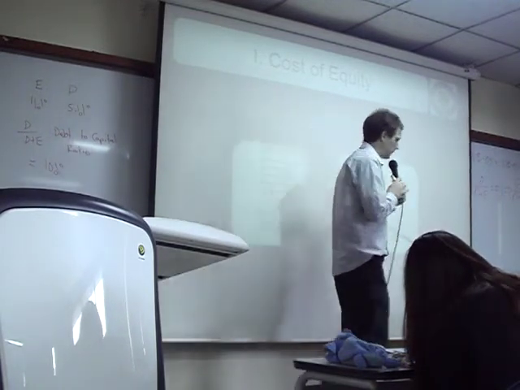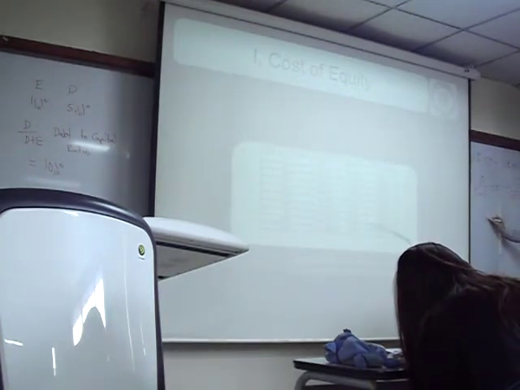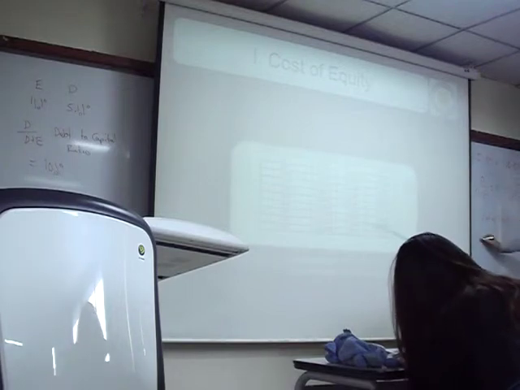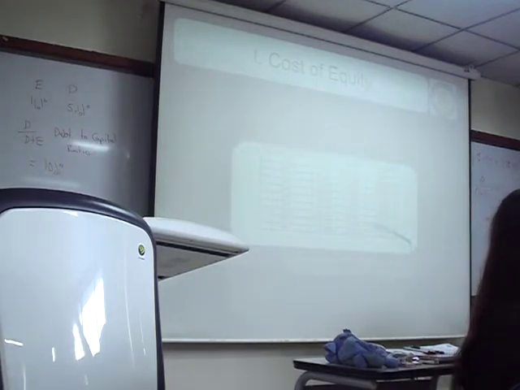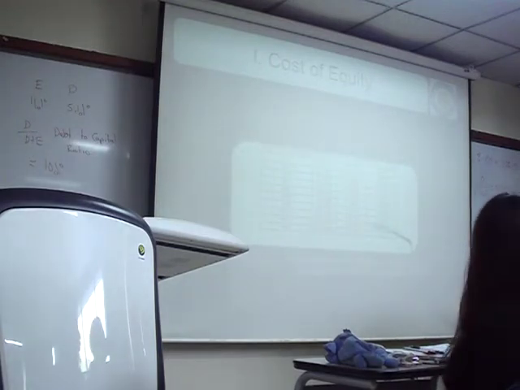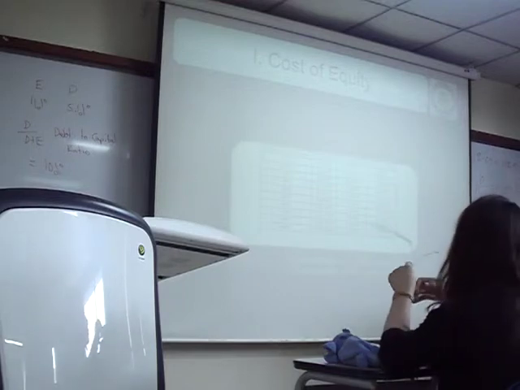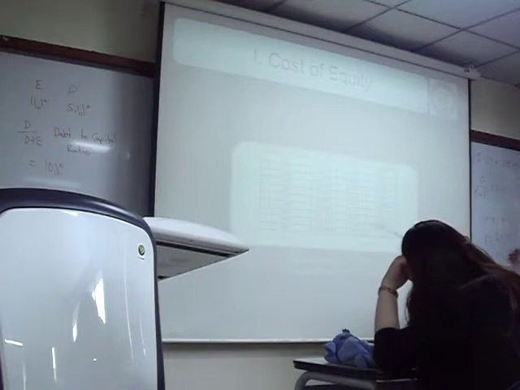You remember the cost of equity equation? You shouldn't finish this course without knowing the cost of equity equation, right? It equals the risk-free rate plus beta times the risk premium, okay? Risk-free rate, what's the risk-free rate these days? About 2.4, right? Beta depends on your company. The risk premium also depends on your company.